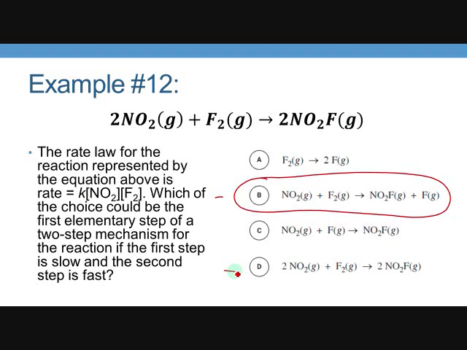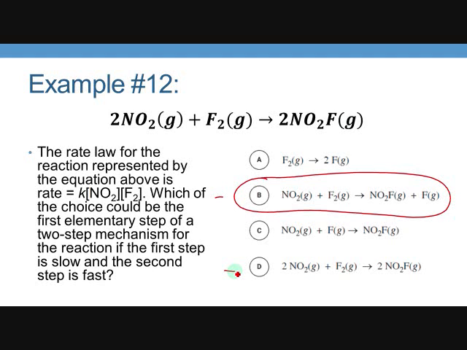Can you say that again, what you thought, Kaylin? I guess I wasn't really going off the rate law, I was just going off the equation. Oh, off the equation. Then why is it B instead of C? It's not C because there's an F2 in the rate law. Oh, it's an F2. And yes, it's only an F in C.